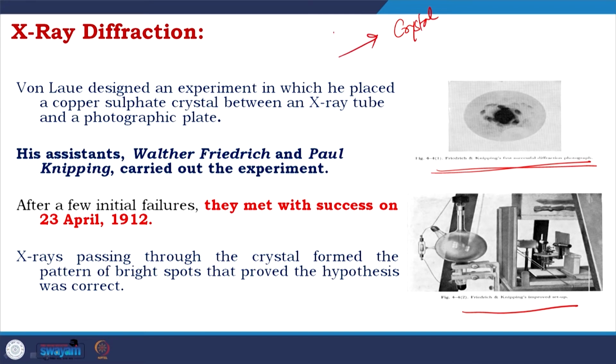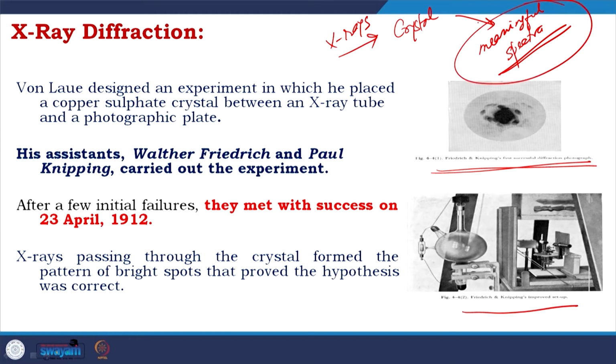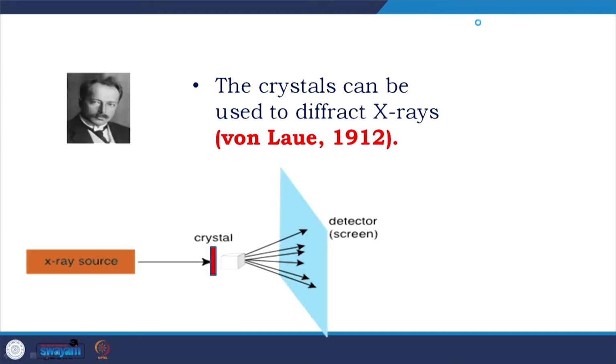you pass X-rays, you get a meaningful spectra. That is the birth of X-ray crystallography, the diffraction. The crystals can be used to diffract X-rays.